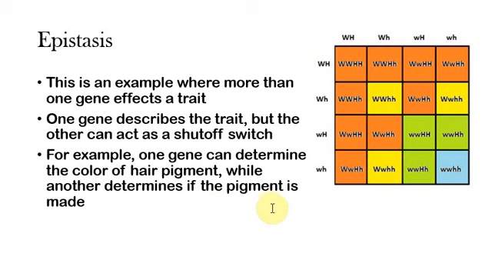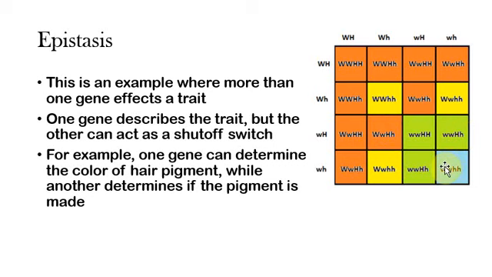What ends up happening is that if you're homozygous recessive for the second one, you will be like white-haired. You'll be like no hair color. But if you're homozygous dominant, or if you're heterozygous for the second gene, then the first gene will determine your hair color. So this is our dihybrid cross.